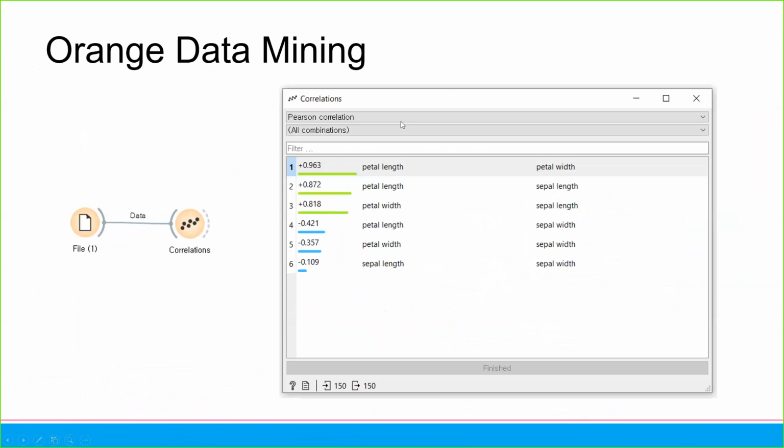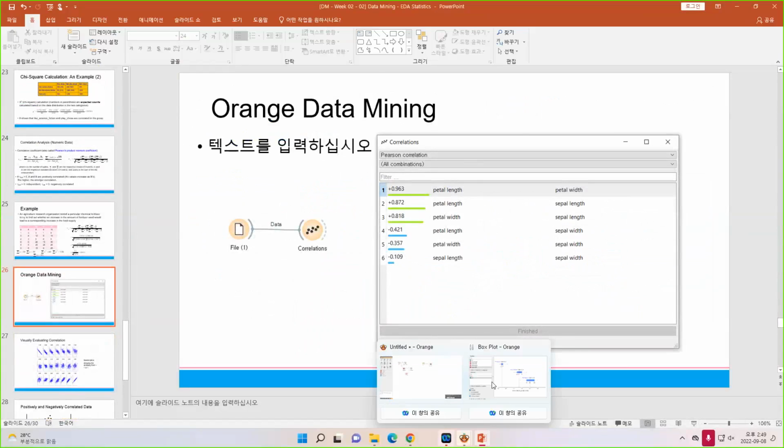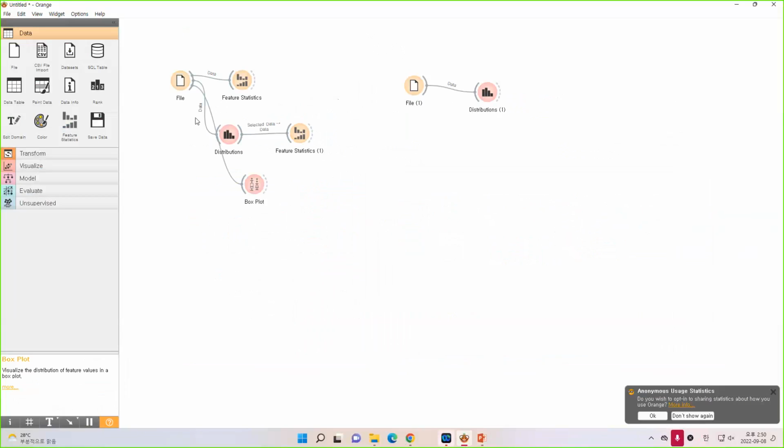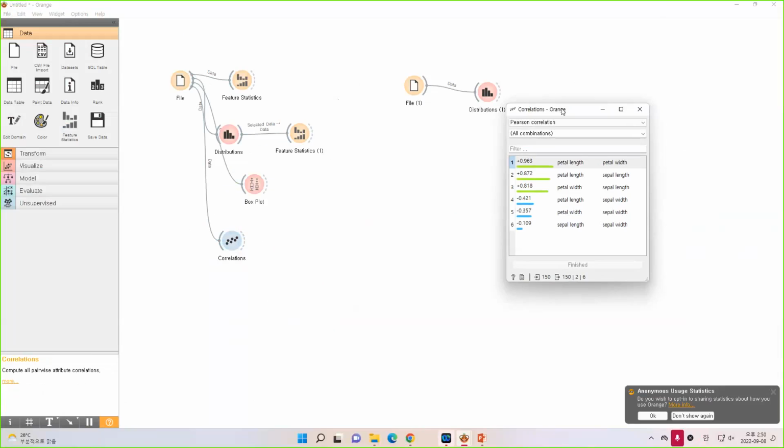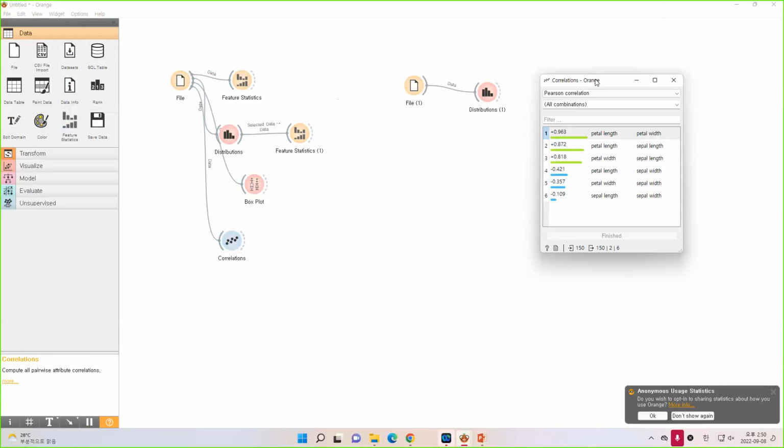You can use the correlation function in Orange. You can select the widget Correlation. So you can see petal length and petal width show a positive 0.963. So it is a very high correlation. Petal length and sepal length is plus 0.87. Petal width and sepal length is 0.8. But the remaining ones show negative correlation.